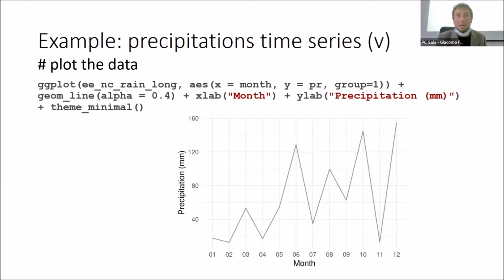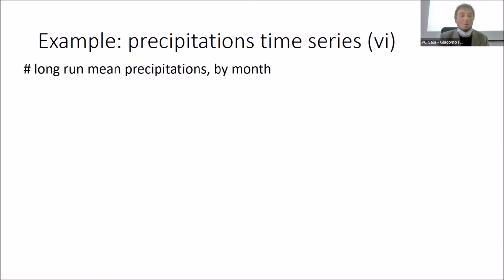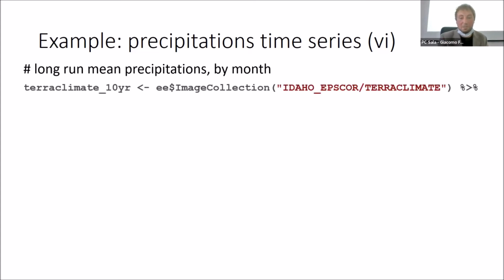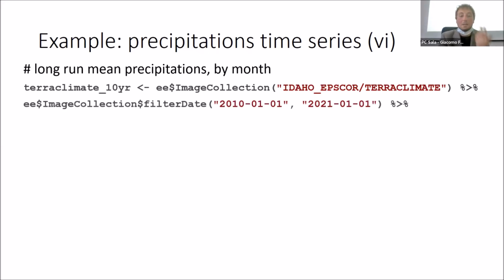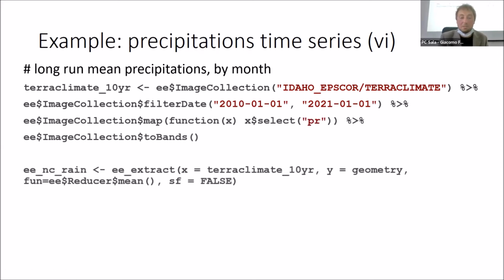Just to do something a tiny bit more interesting with the same data set, we can get, for instance, the long run mean precipitation, something more like climate for a series of years. So we do the same, but let's say for the last 10 years. We run exactly the same code, but we change the filter date and we start from 2010, for instance. And this is all the same, so I will not repeat it.